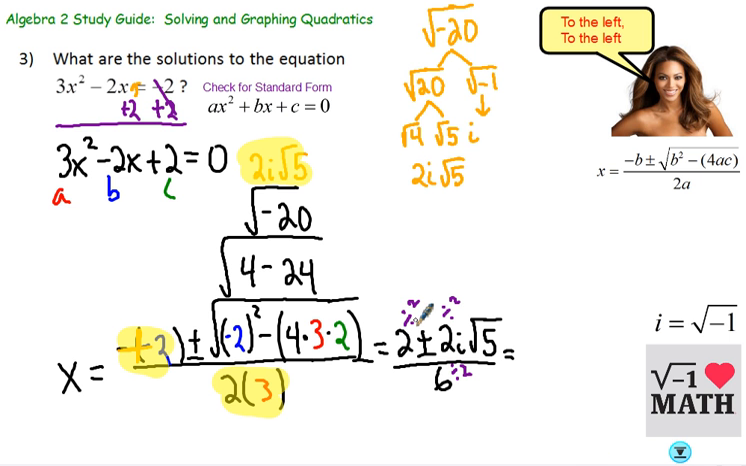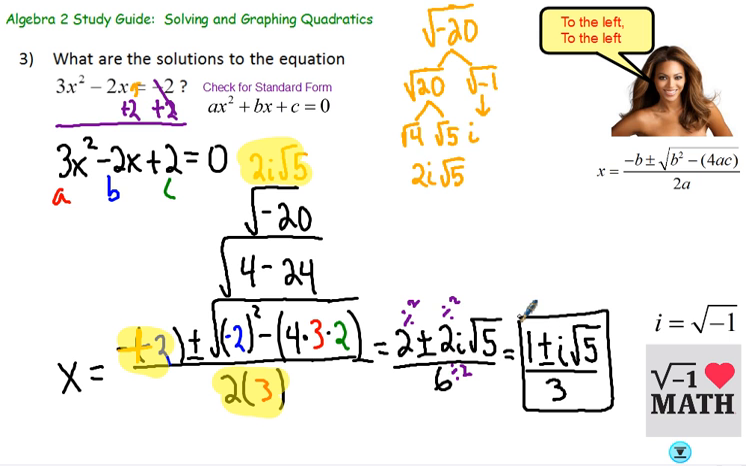So let's see what we get there. 2 divided by 2 would be 1 plus or minus. Now, 1i is really just the same thing as i, so i radical 5. And then that would all be over 3.